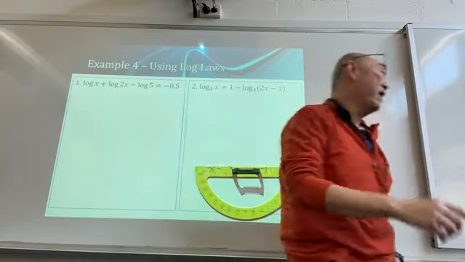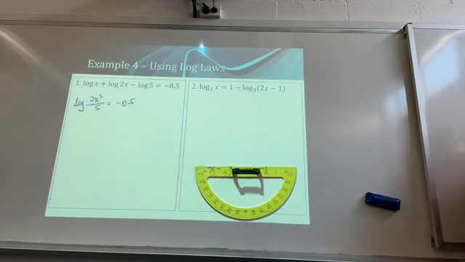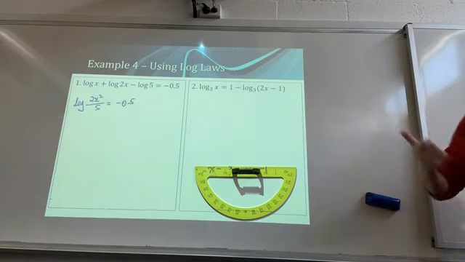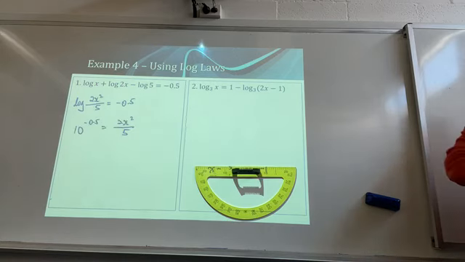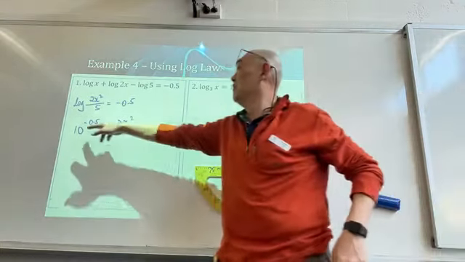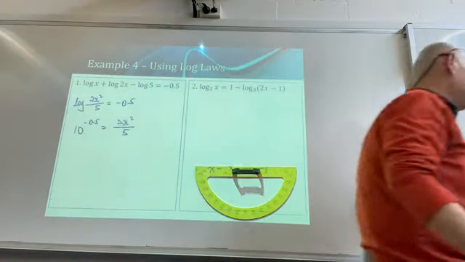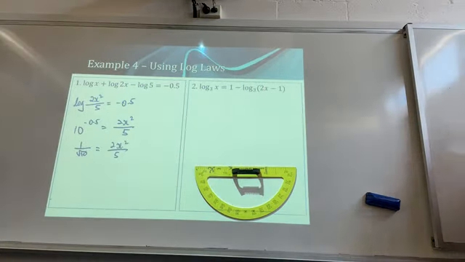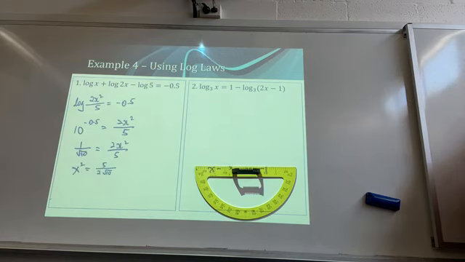Log of 2x squared over 5 is minus 5. Right. And then, what do you do? 10 to the power of minus 5 is that. Yes. You need to have 1 over square root of 10. Correct? And you've got 2x squared over 5. Now, rearranging it. X squared equals 5 over 2 square root of 10. What would x be? Positive.